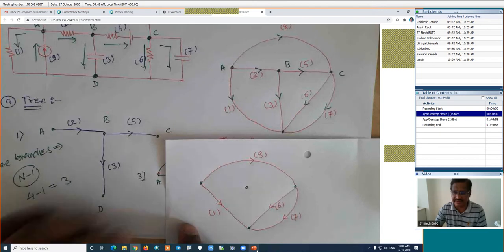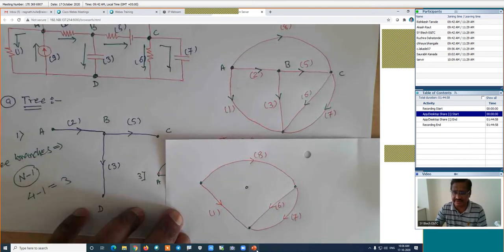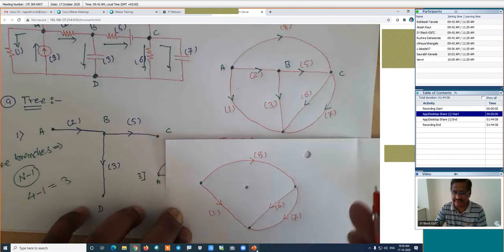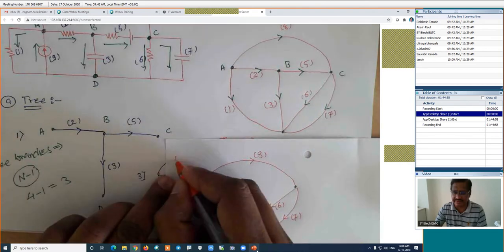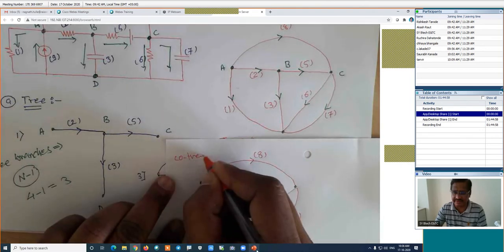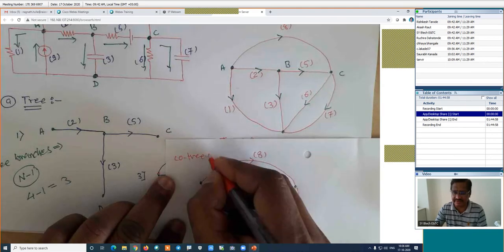Now in this case, look at branch number 1, branch number 6, branch number 7 and branch number 8. This forms a cotree for this tree. This is the cotree, also known as a complementary tree.